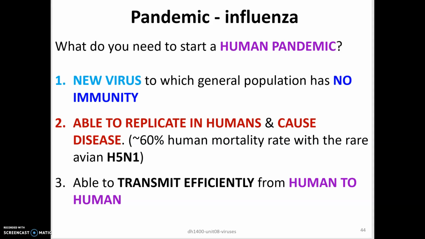And then finally, the third one is that it's able to transmit efficiently from human to human. So the virus can get inside of a human respiratory tract, replicate, and then be spread to another human being. As we can see from the examples in the news recently, the cases of COVID-19 or SARS-CoV-2 are increasing all over the place, except for China now. Actually, it's starting to show some slowing trends, which is fantastic. But it can efficiently go from human to human.